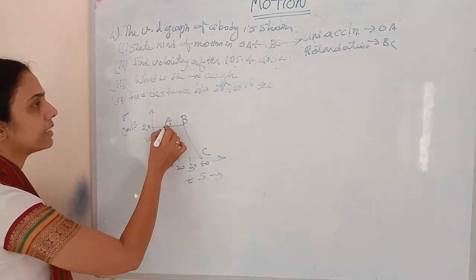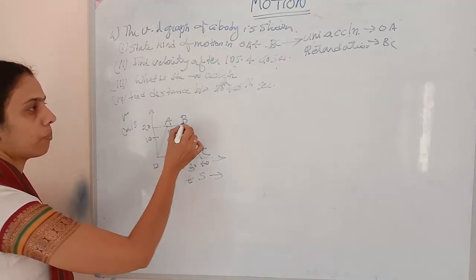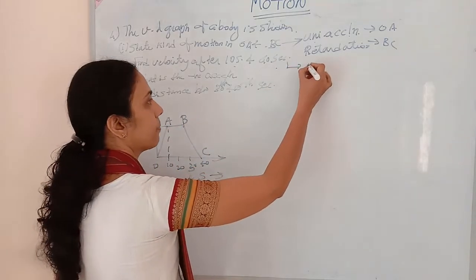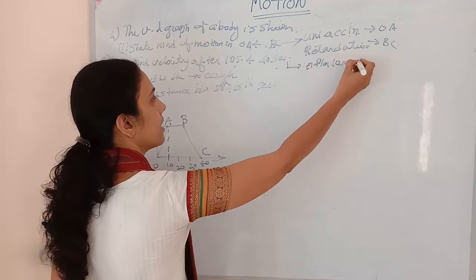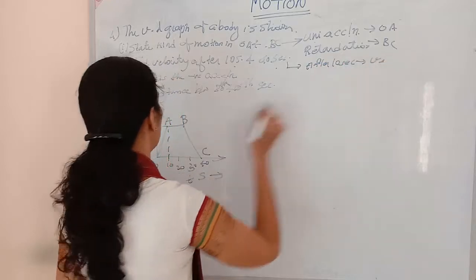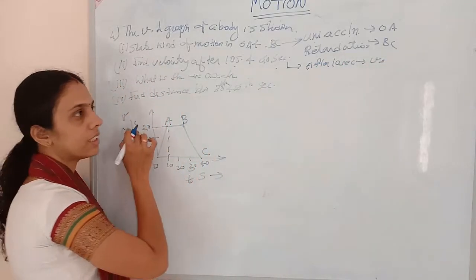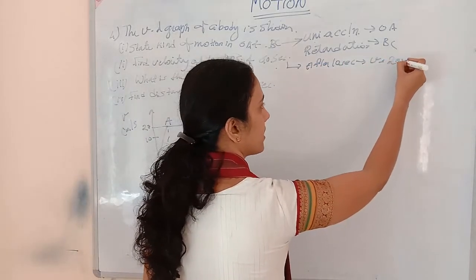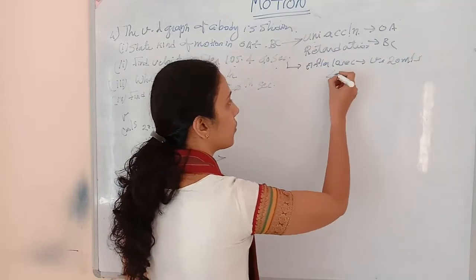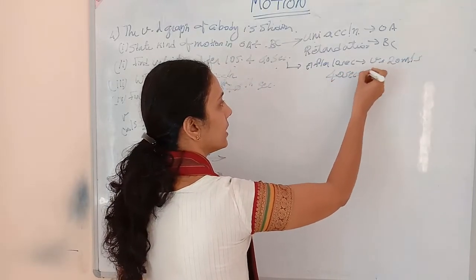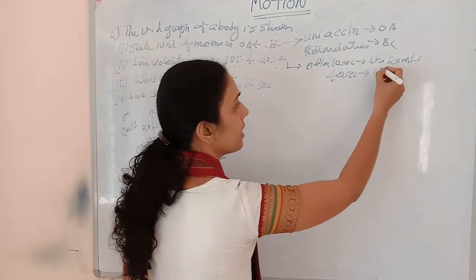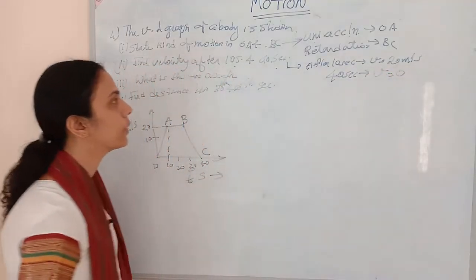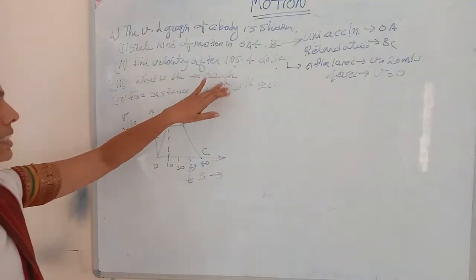After 10 seconds, the velocity is uniform. What is the uniform velocity here? 20 meter per second. And after 40 seconds, what is the velocity? Velocity comes to 0. So velocity is 0 over there. Okay, then what is the negative acceleration?